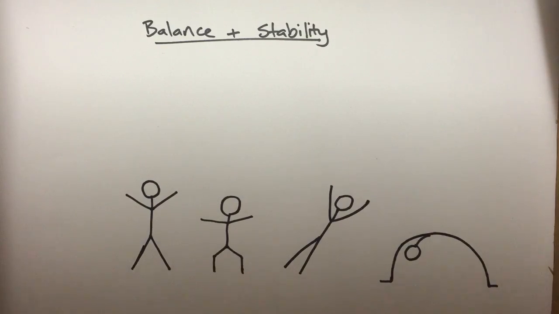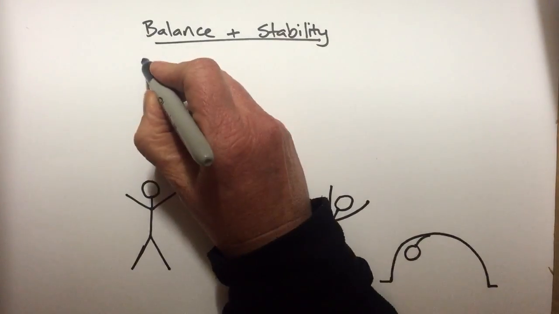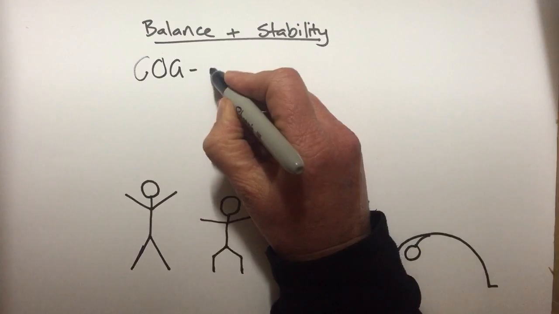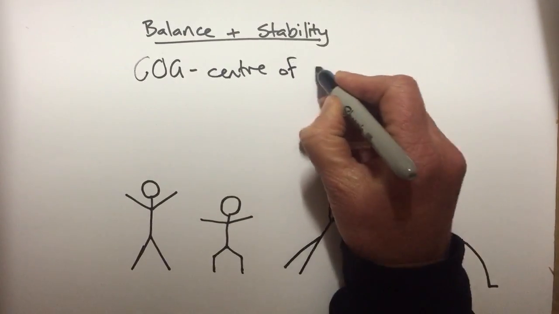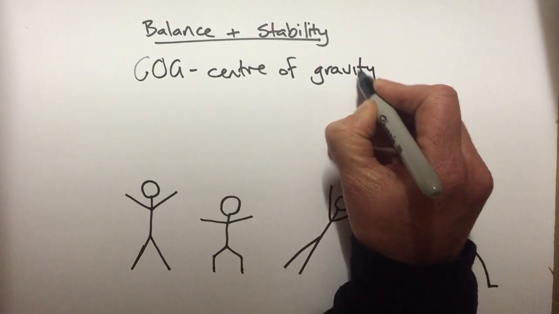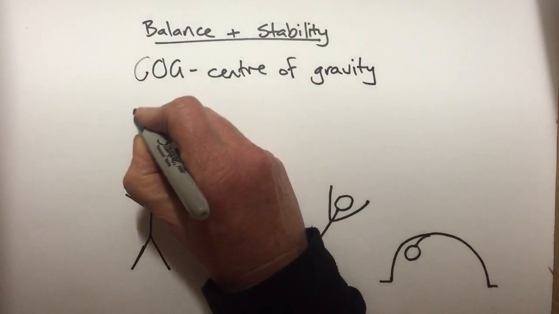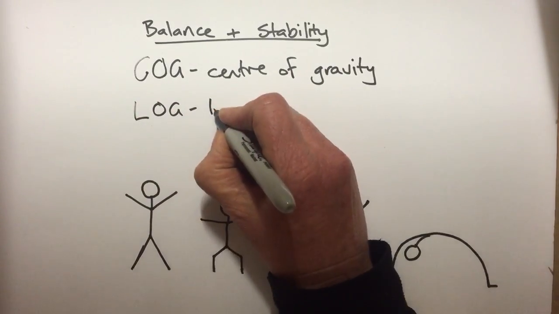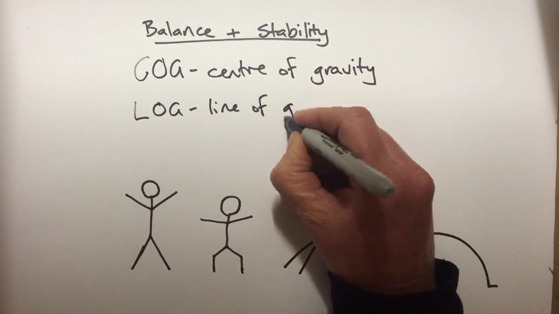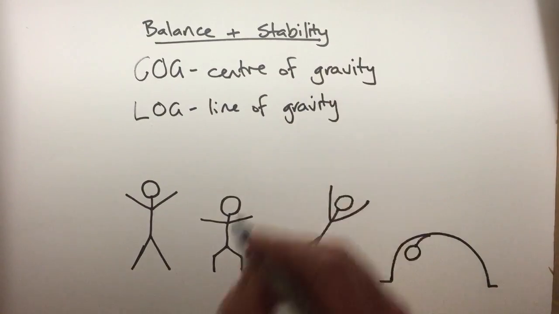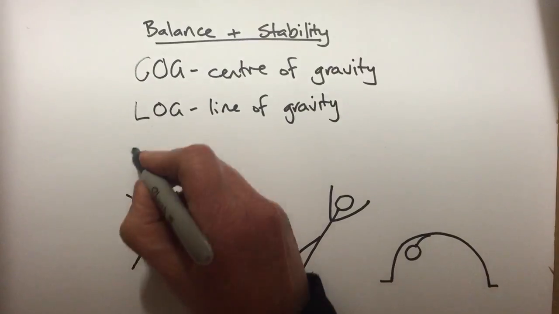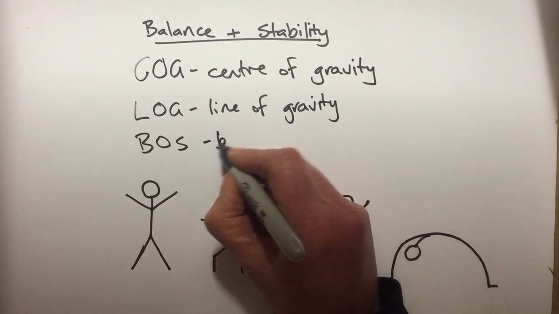For your assessment, I need you to be able to understand 3 ideas and to be able to interrelate them when talking about balance and stability of human bodies. The first one is I need you to be able to identify the COG. This is the centre of gravity. The next thing I need you to be able to identify is the LOG. That is the line of gravity. And the third idea that I want you to understand is the BOS, and this is the base of support.